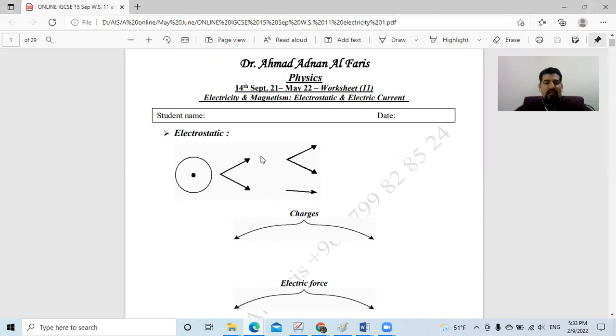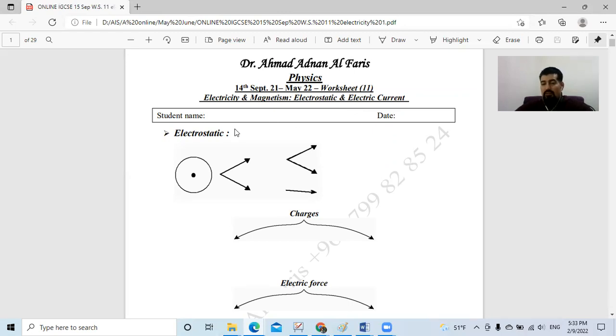Look here, when we talk about electricity and magnetism, which is the fourth block in the IGCSE Cambridge syllabus, it's a very important topic and block. It has a lot of questions about it. First of all, we are going to talk about electrostatics in this worksheet. Then we'll talk about electric currents.